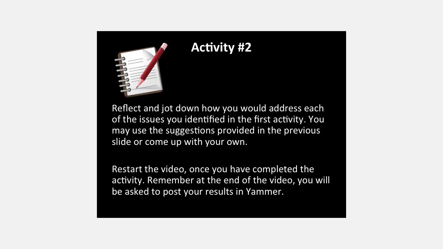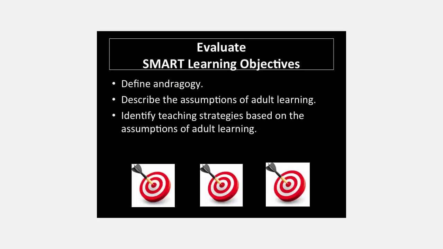Now, as we wrap up, let's revisit our SMART learning objectives. You should be able to define andragogy, describe the assumptions of adult learning, and identify teaching strategies based on the assumptions of adult learning. Over the course of this video, we have looked at the 6 assumptions of adult learning principles. We have examined ways that we can apply them in our learning activities. Involving the learner as an active participant in their learning will make the activity successful and help them achieve the overall goal of the activity.